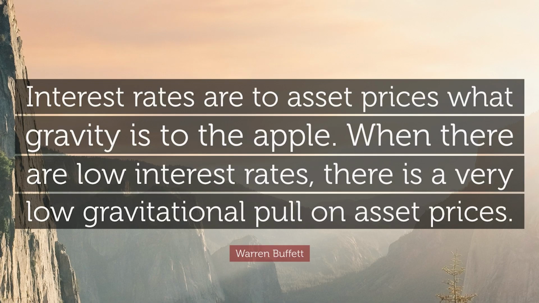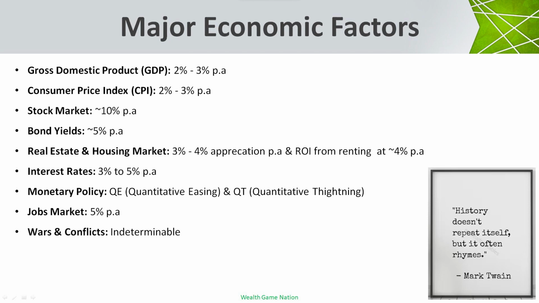Next factor is interest rates. In my opinion, this is the alpha and omega of economic factors, one factor to rule them all, just like the ring in the Lord of the Rings. This economic factor makes almost all other economic factors move. Warren Buffett once said, interest rates are to asset prices like gravity to the apple. Over the last few decades, the average federal funds rate has ranged from around 3 to 5% per year.